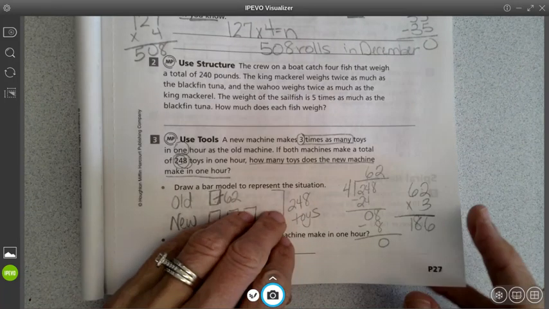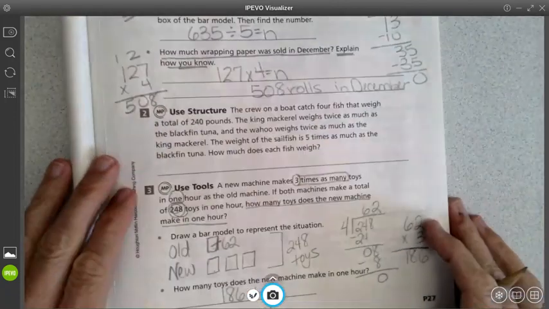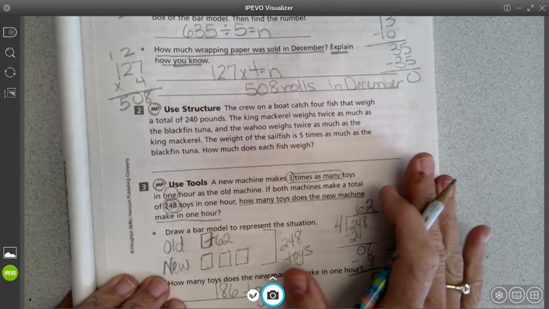All right. There is test prep on the back. I think I'll jump back up to number 2 just because maybe I'll have enough room here.